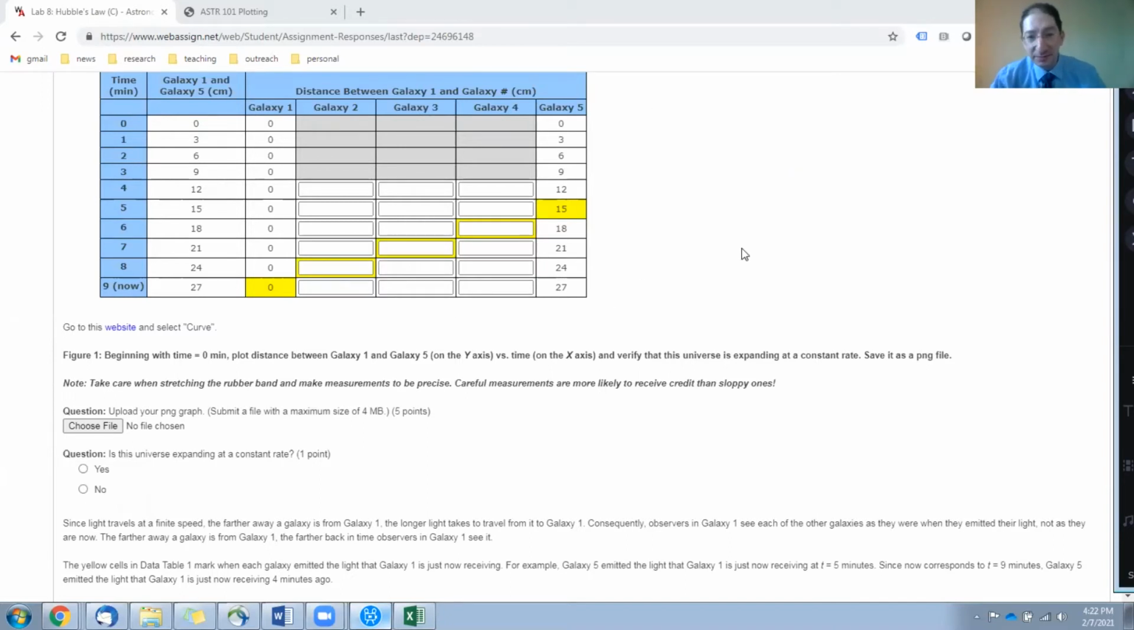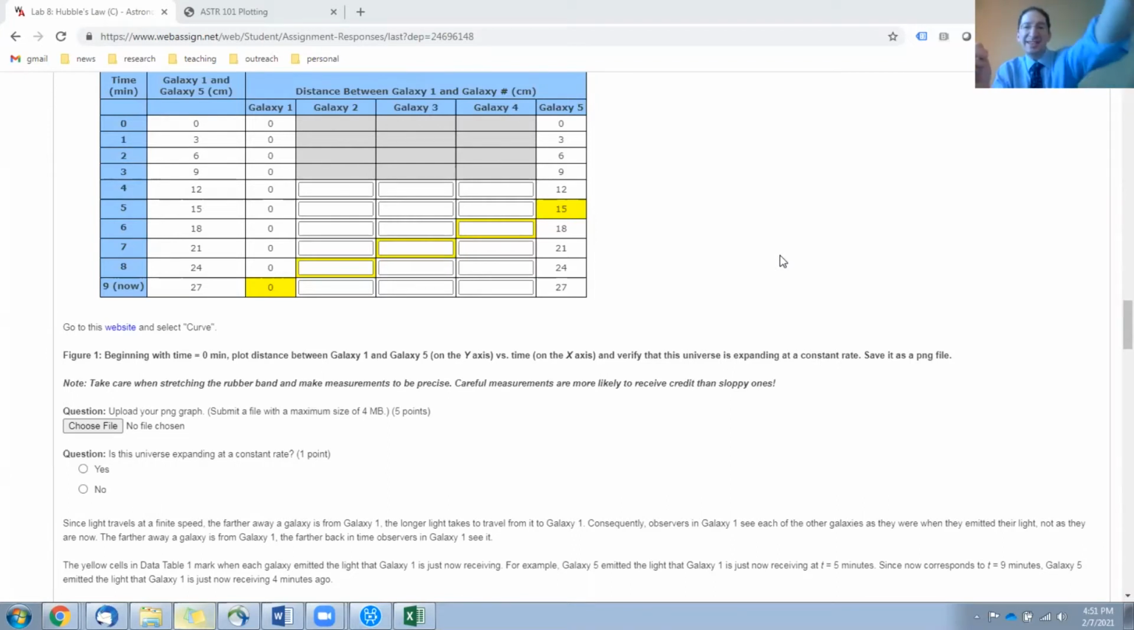Let's start with distance. Now it's a little tricky because what distance are we talking about? In an expanding universe, there are different distances to consider. For example, there's the distance between the galaxies when the distant galaxy emitted the light that we're just now receiving, and there's the distance between the galaxies now. In an expanding universe, these two are not the same. The first one will be a smaller distance, and the distance between the galaxies now will be a larger distance.